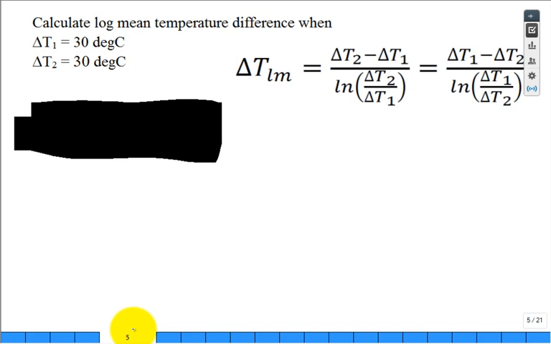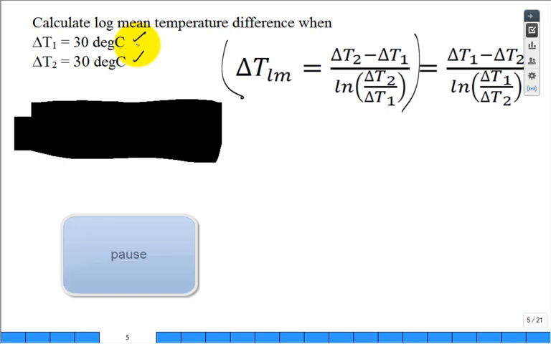Somebody says, same, I want you to calculate the log mean temperature difference when it's 30 and 30. First of all, an engineer student without the calculator, what do you think the average delta T is going to be? What should the answer be? 30. Jump on your calculator. Let's see what we get. All right, so what happened?